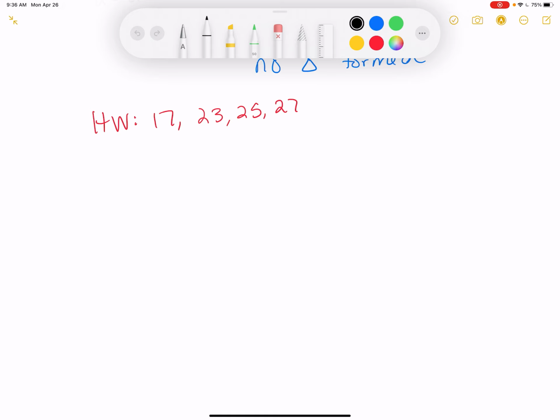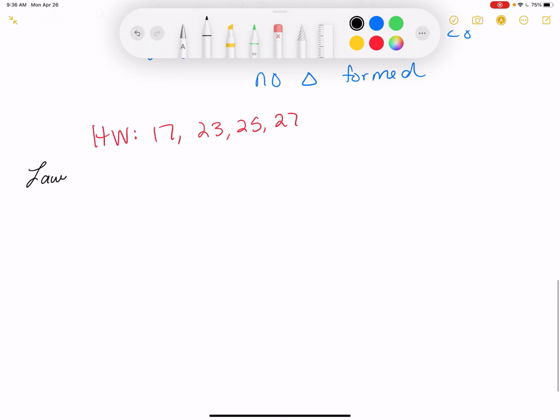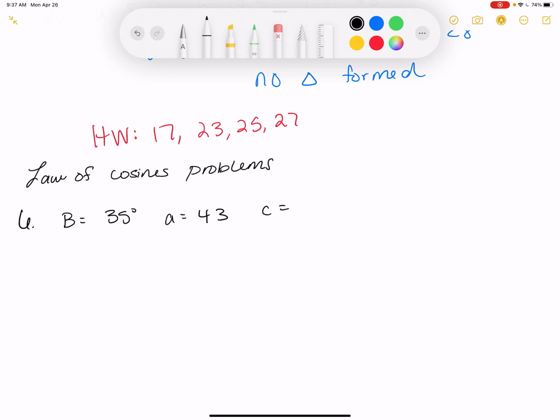I was very confused. All right, so law of cosines problems. All right, so remember with these, we're given either side angle side or side side side. So we'll go through and let's start with number 6. B equals 35 degrees. A is 43 and C is 19.